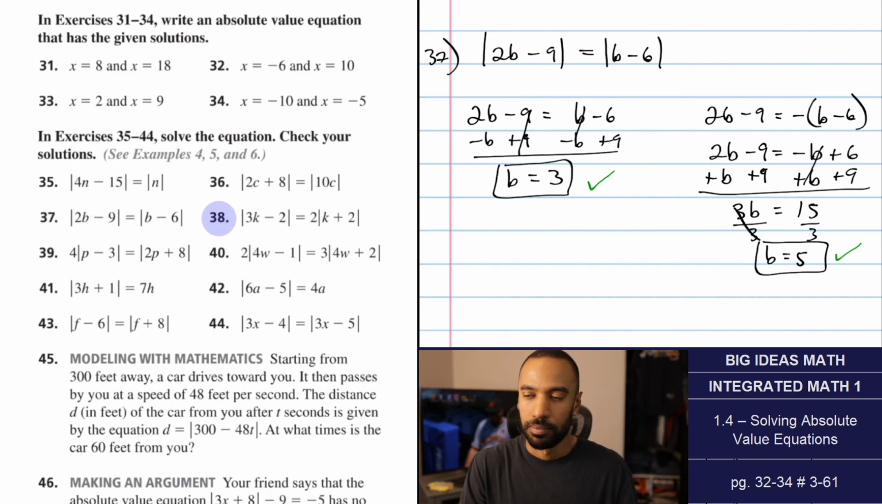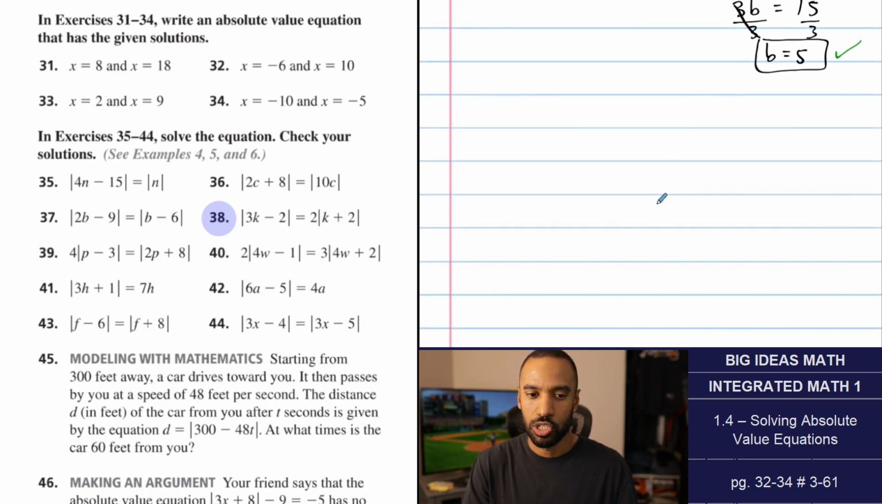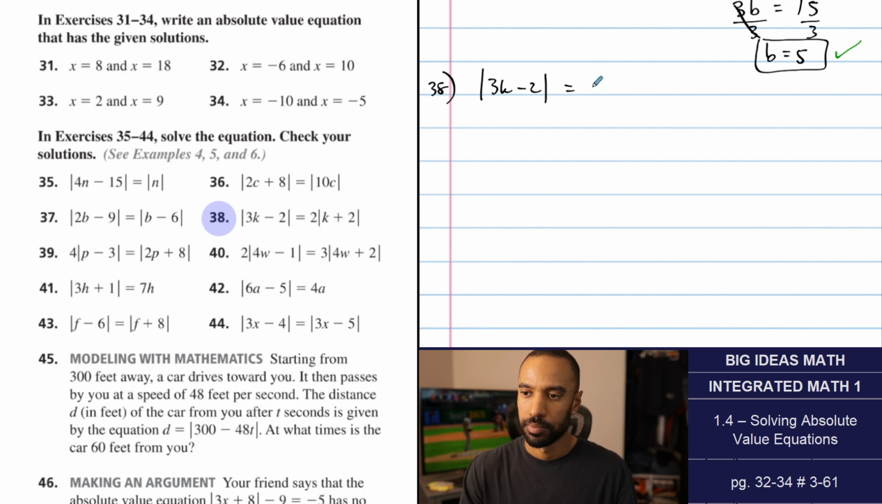Number 38. We have 3k minus 2 in an absolute value, and then 2 times this absolute value of k plus 2. Now, the 2 is technically not in the absolute value. If you wanted to do something by putting it inside of there, it is possible because it was a positive number outside of there. It would be no harm.